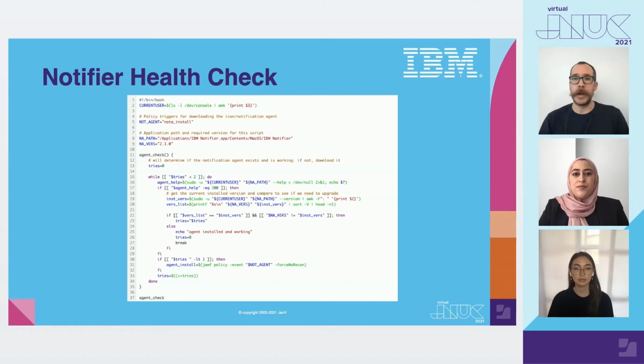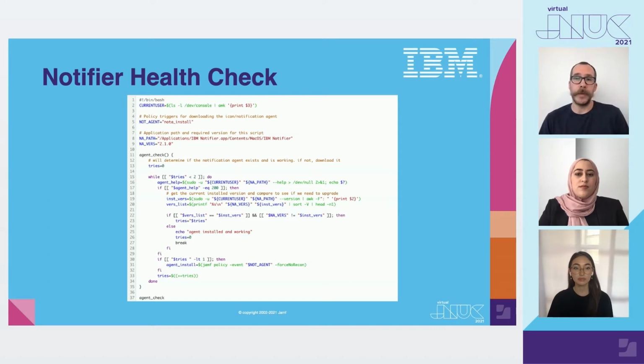The first variable on line 2 defines the locally logged on user. This is due to an IBM Notifier requirement to run under an active user session and not as root like the rest of the script. Next on line 5 is a variable for Jamf policy event trigger, in this case, nota install.